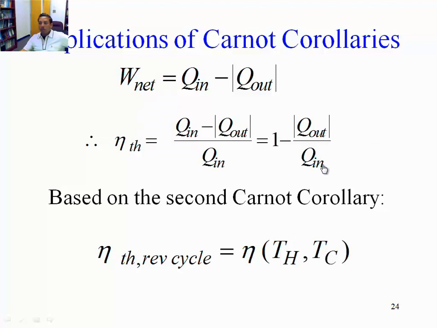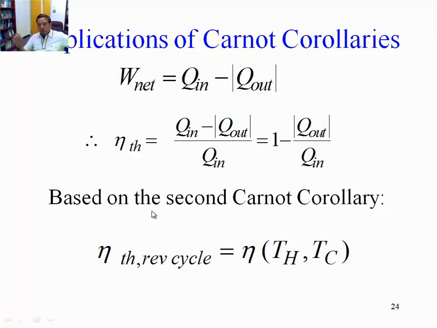1 minus Qout divided by Qin. In the case of the ones that we're illustrating in this class, Qout is going to be QC, the heat rejection to the cold temperature reservoir, while Qin is QH, the heat absorption from the hot temperature reservoir. Now, this is not a consequence or an implication of the corollaries of Carnot. This is just the definition of thermal efficiency of a cycle, which we've used before, even long before we knew about the second law of thermo.